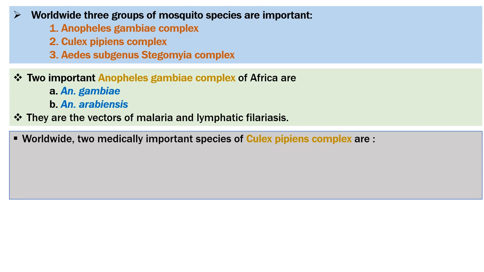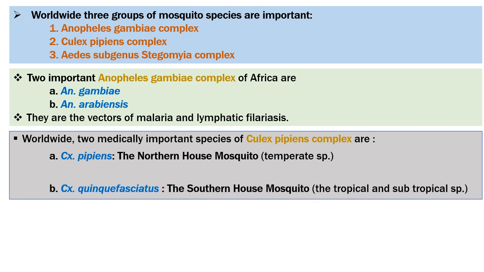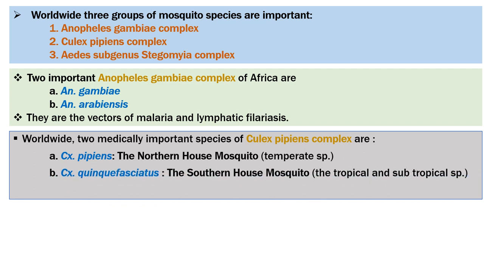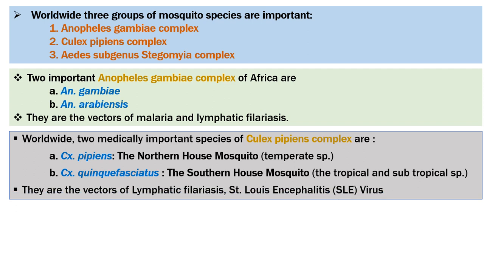Worldwide, two medically important species of the Culex pipiens complex are Culex pipiens, which is also known as the northern house mosquito, and Culex quinquefasciatus, which is known as the southern house mosquito. Culex pipiens is the temperate species and Culex quinquefasciatus is the tropical and subtropical species. The Culex pipiens complex are the vectors of lymphatic filariasis, St. Louis encephalitis virus, and other encephalitis viruses.